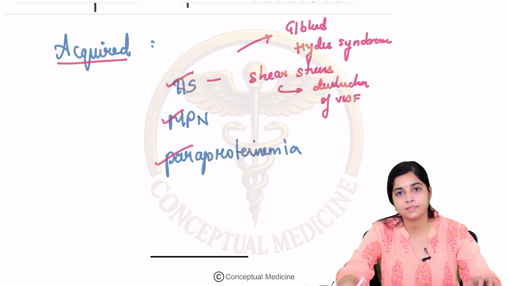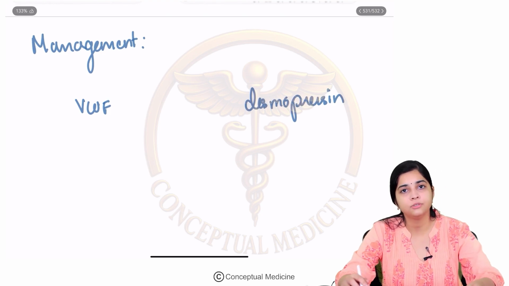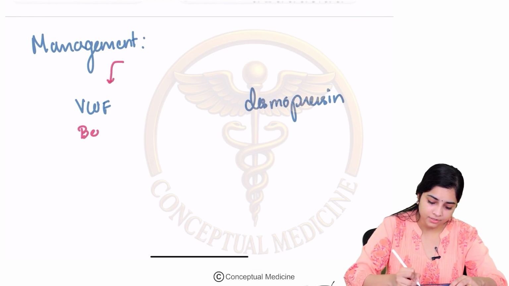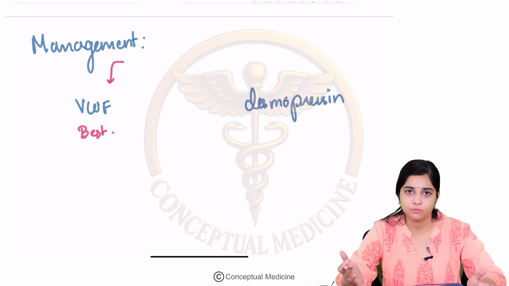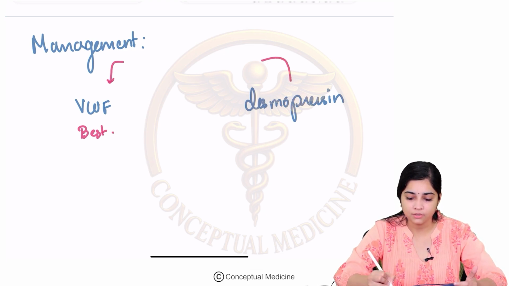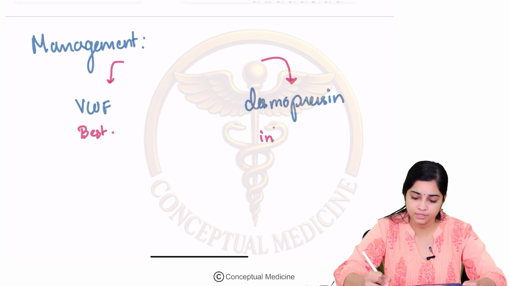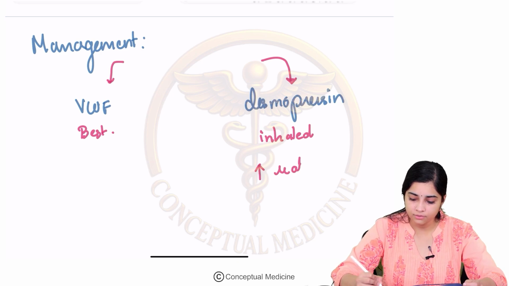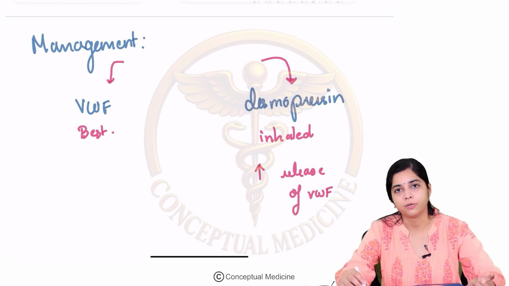Okay, so we have understood that there is a genetic component to von Willebrand and an acquired cause. Now let us understand how you manage von Willebrand disease. So definitely the best treatment would be administration of von Willebrand factor from outside, right? So if you don't have von Willebrand factor, you inject the von Willebrand factor. Apart from that, there is also desmopressin that can be given. Desmopressin or vasopressin is usually given in an inhaled form, and this is going to increase the release of von Willebrand factor, thereby increasing the activity of von Willebrand factor.